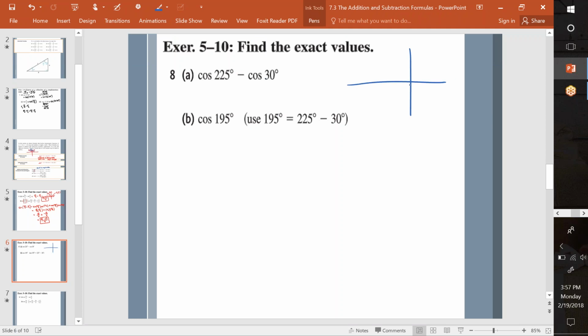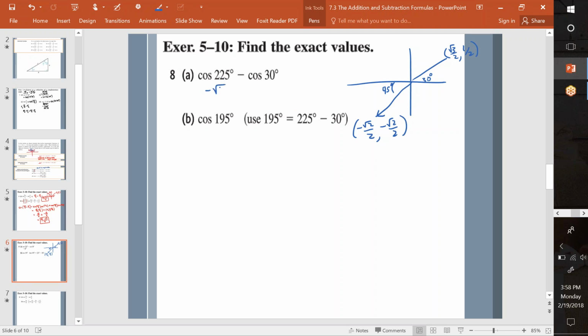So 225 is down here, and that's a 45-degree angle reference. So this is negative square root of 2 over 2, negative square root of 2 over 2. And 30 degrees is right here, and that is going to be a point of the unit circle of square root of 3 over 2 and 1/2. So then cosine of 225 means the x value only.